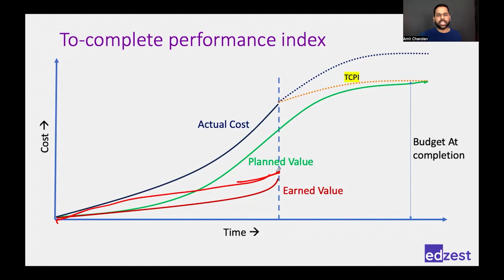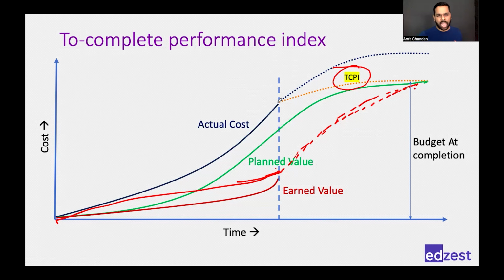Okay. Just above. In that case, what would happen? The forecasting would be something like this. Which is very much possible because that's how my curve is going. Okay. And I may be able to finish it on time. That is why TCPI is important for the management to understand.